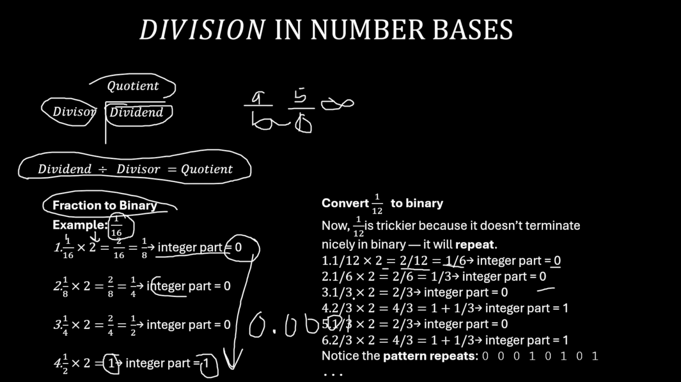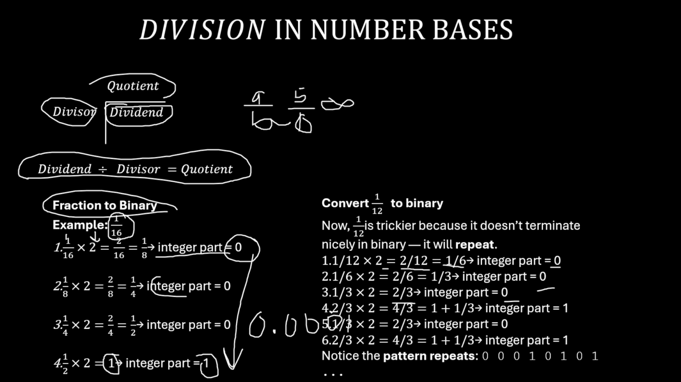2 over 3, that is 1 over 3 multiplied by 2, it becomes what? 2 over 3. What do we do? Does it have an integer part? No. 2 over 3 is still a fractional number. Remember, the number above is still less than the number below. That is equal to what? And is 0.